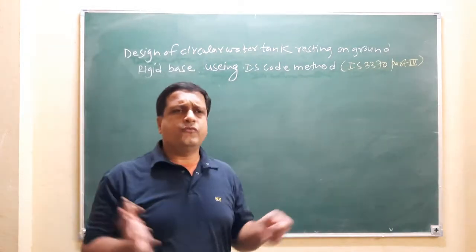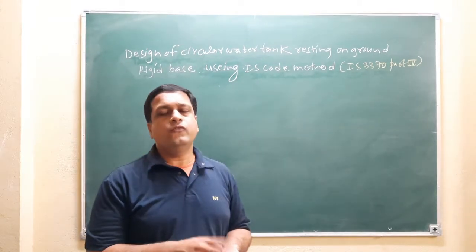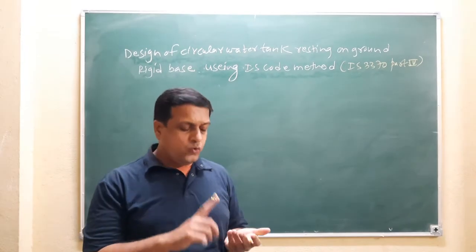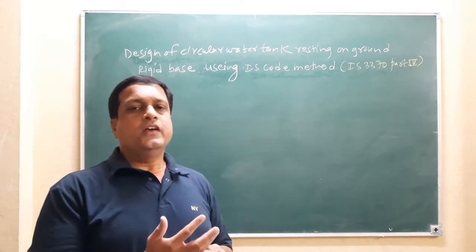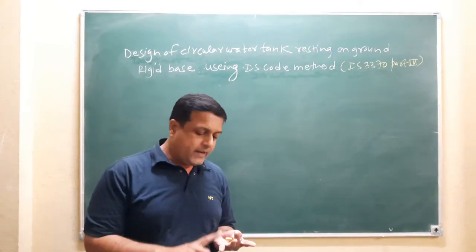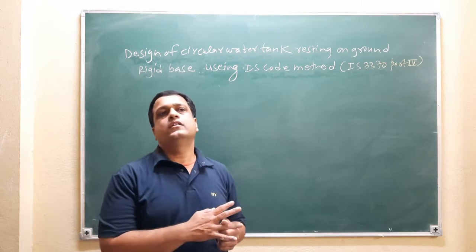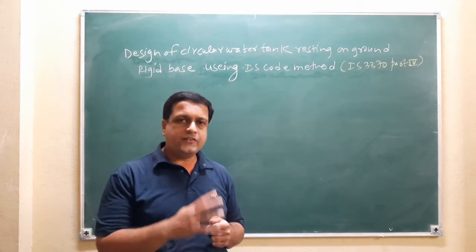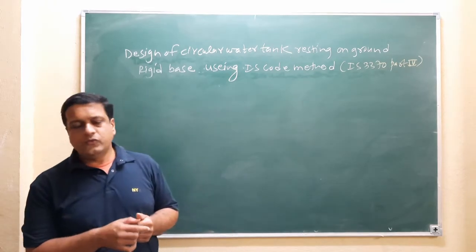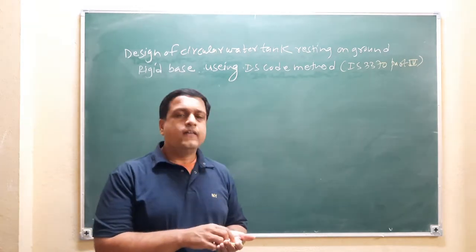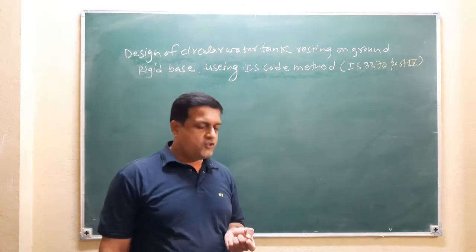Now the same steps you have to follow, whatever we have done in the approximate method. But for calculation of hoop tension and calculation of bending moment, the formula is different. That means you have to calculate the bending moment and hoop tension using the IS code method. In IS 3370 the formula is there, and using that formula you have to find out the bending moment and hoop tension.